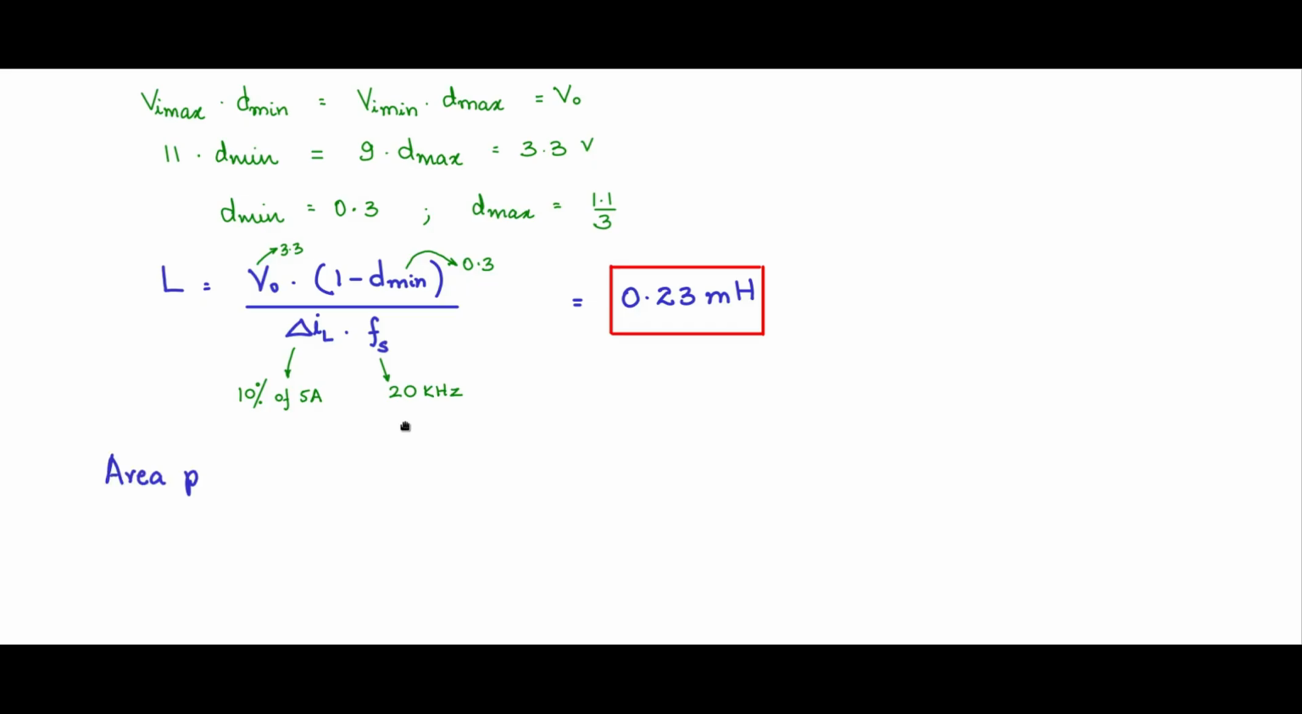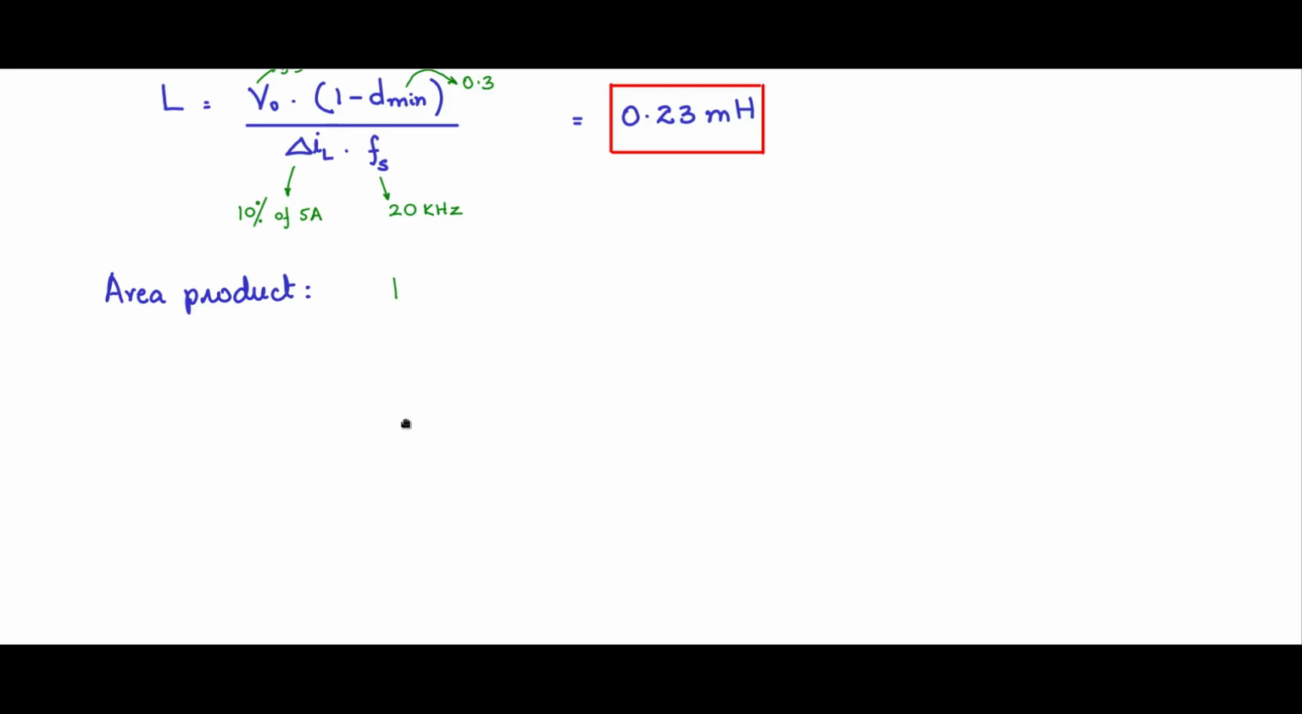Next, let us try to find the area product. So for finding the area product, we need these values. What is Im? Because in the energy equation, we have EL is equal to half L Im square. Im is, you know, the current in the inductor, the average value is I0 and there is superimposed on that delta I ripple peak to peak. So the peak value will be Im plus delta IL by 2. This we know, we have studied: 5 plus 0.25, 5.25 amps.